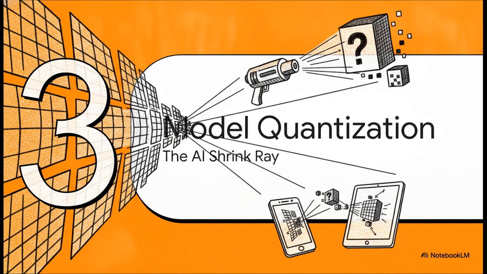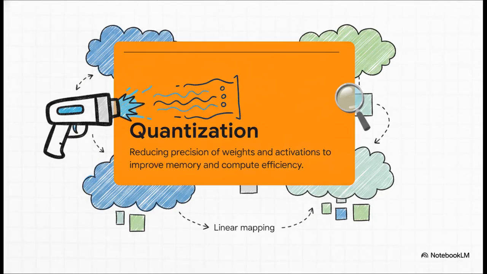Which brings us to Section 3, enter model quantization, the AI shrink ray. So, the million-dollar question, how do we actually shrink these massive math matrices to run on our devices? Well, that's where quantization comes in. By definition, it's the process of reducing the numerical precision of both a model's weights and its activations, the intermediate data flowing through. By shifting from float 32 down to int 8, it literally acts like our shrink ray.